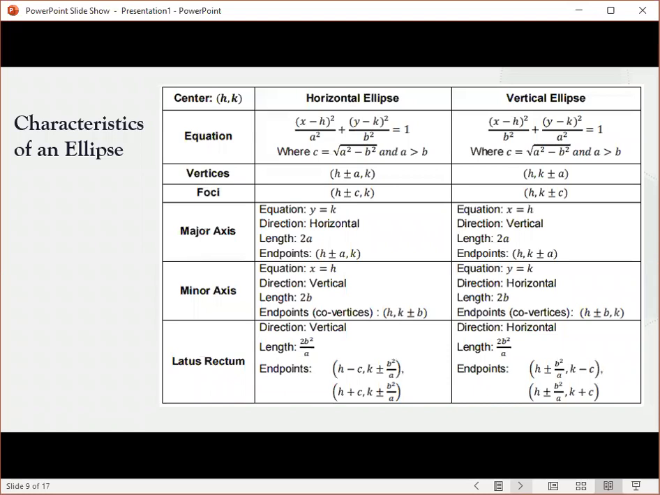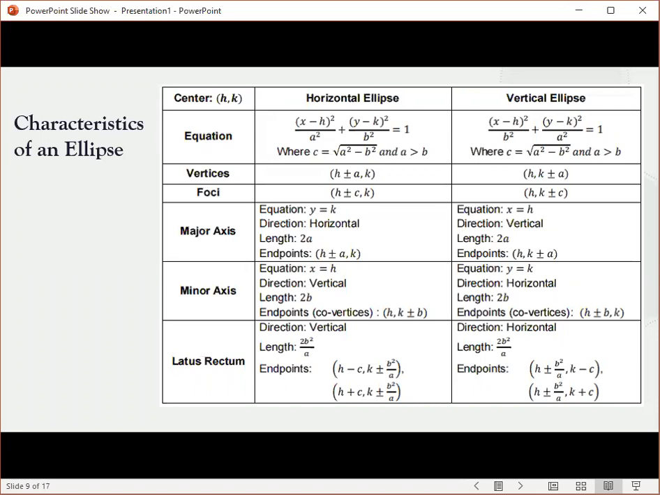When we talk about vertical ellipse, the direction of your major axis or the longest line is vertical. So looking at these two equations, they look almost the same. However, if you try to compare, there is a difference. That's the denominator. Now, for the horizontal ellipse, as you can see here, the denominator of the first component is a squared. The second component denominator is b squared.